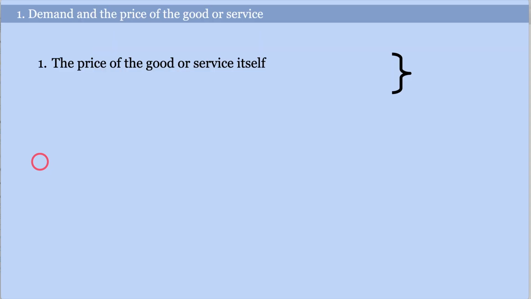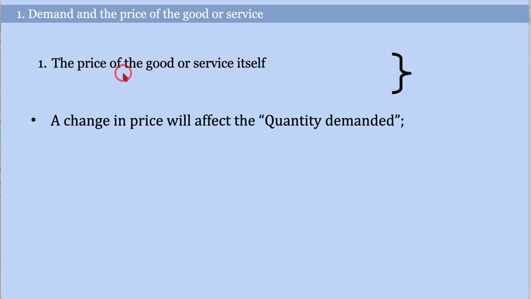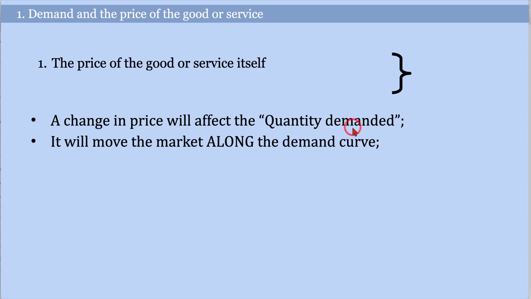Okay, so let's have a look at the actual demand curve now and build our first curve. And basically we're looking, as I say, at the price of the good or service itself. And the best way to express it is the change in price affects the quantity demanded. Now, you get away, and it's become a bit loose. You can use the term it affects demand, but quantity demanded is the best one to use. But the key is it moves the market along the demand curve.